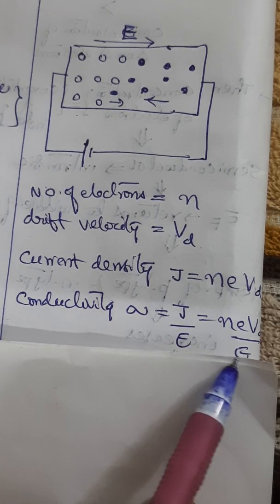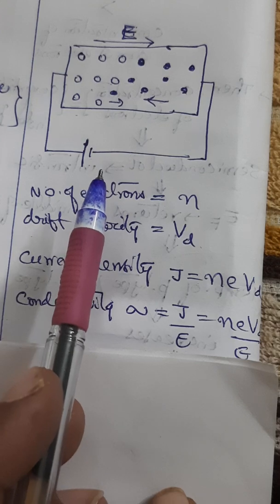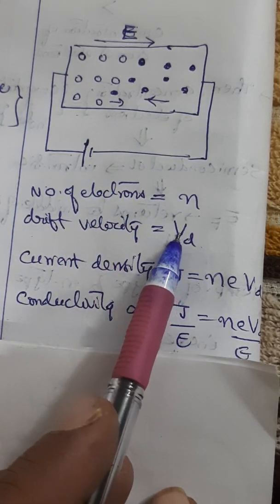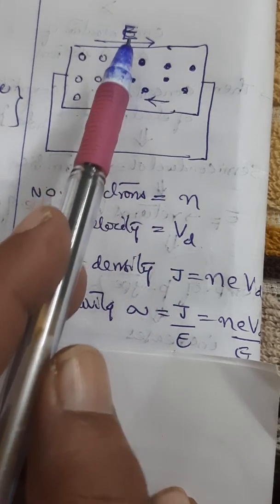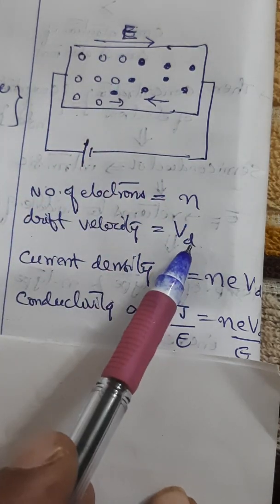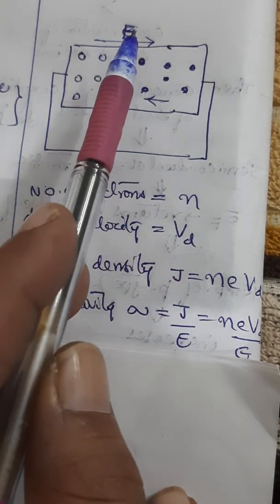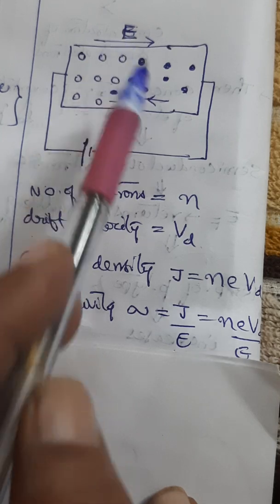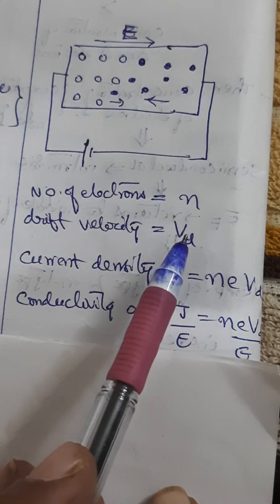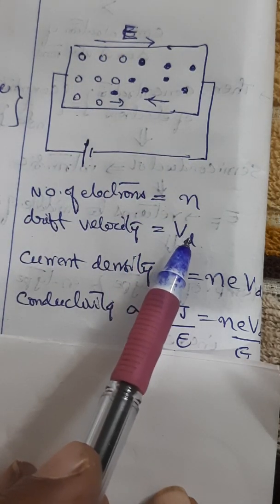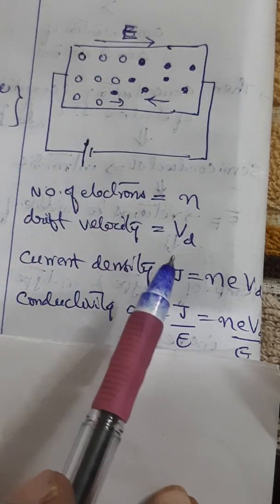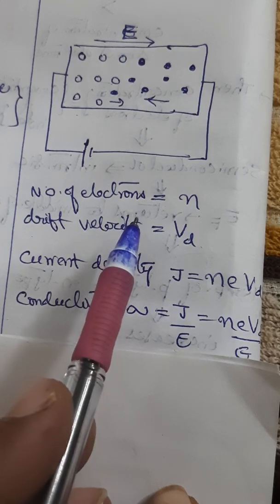Right? And one more thing. Whenever we use the word drift velocity, it is always proportional to the electric field. The more the electric field, the more the drift velocity. The less the electric field, the less the drift velocity. That is, Vd is directly proportional to E. If you replace the proportionality with an equality, you will get a constant. So Vd is equal to a constant times E. That constant is what we earlier defined as the mobility of charge carriers.